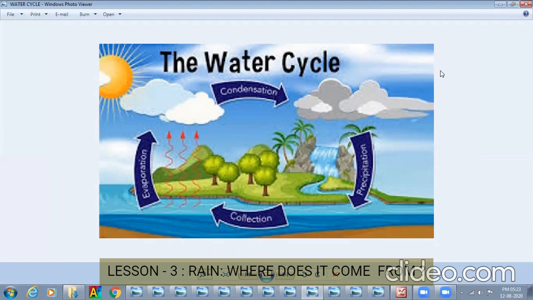Then when the clouds become cool, this water vapor changes into water. What is that process you already studied? That is the condensation process. So it will fall in the form of rain. You can see precipitation here. What is precipitation? Water or frozen water falling to the earth. That is called precipitation: rain, snow, sleet, hail. And the collection of water here is nothing but the river.